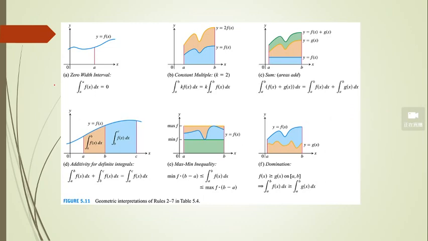Now let's use a graph to understand some rules. Part A, zero width interval. It's from a to a, right? The lower and upper limit.